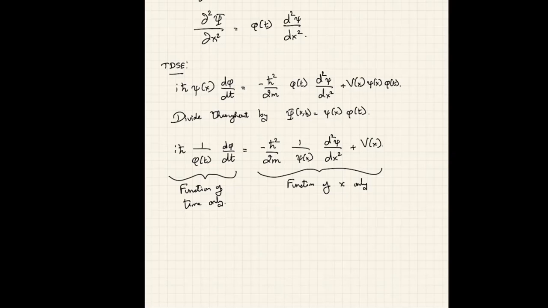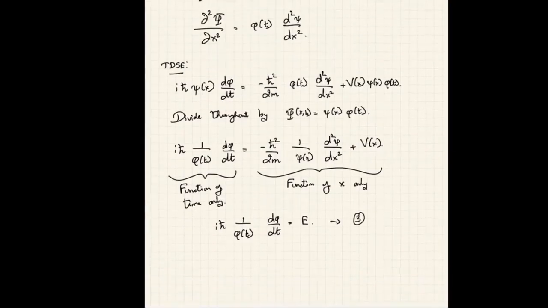So the only way the left-hand side is equal to the right-hand side for all x and t is if the left-hand side and the right-hand side are both by themselves constant. So let's call this constant some E. Okay, so the left-hand side, which is equal to iħ (1/φ(t)) dφ/dt, I'll call E. I'll call this equation 3.